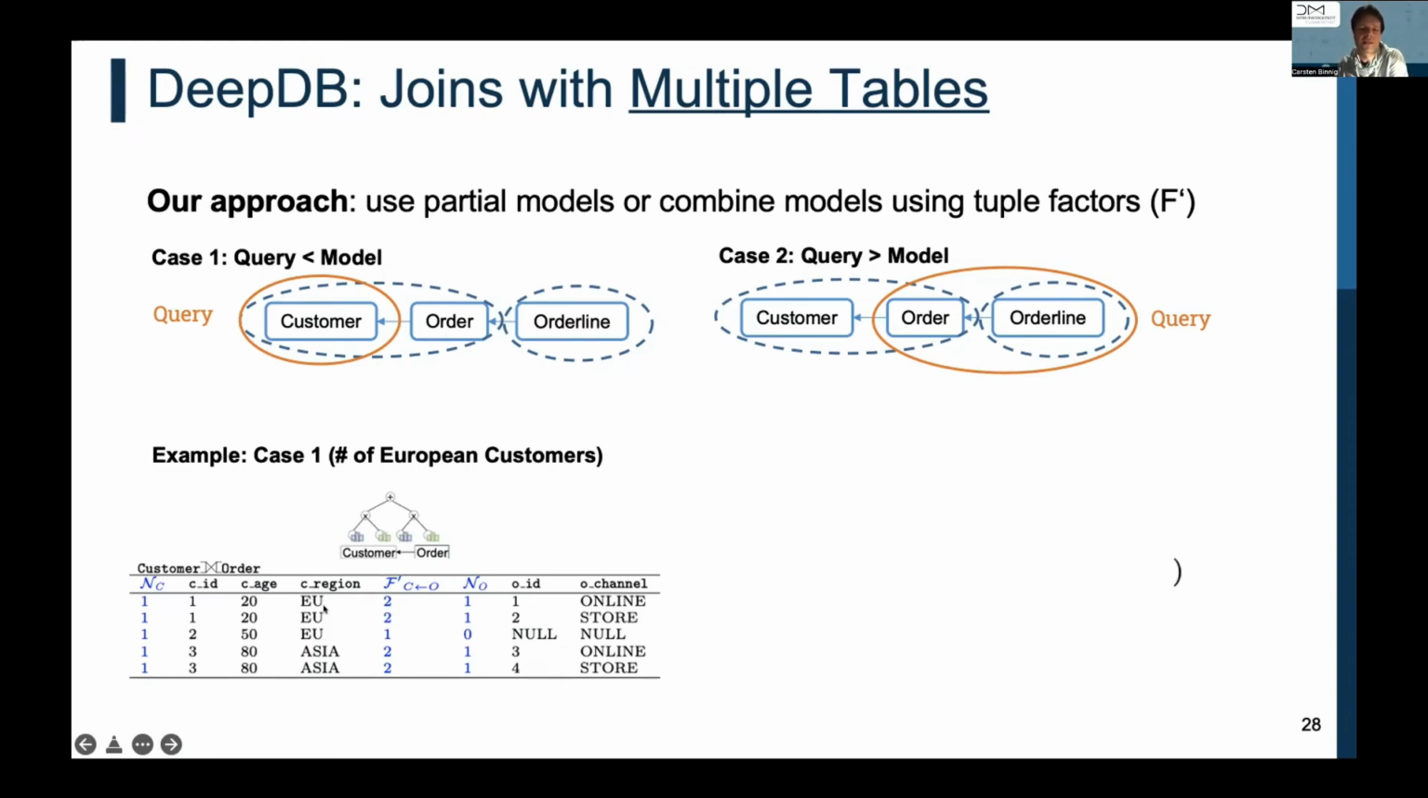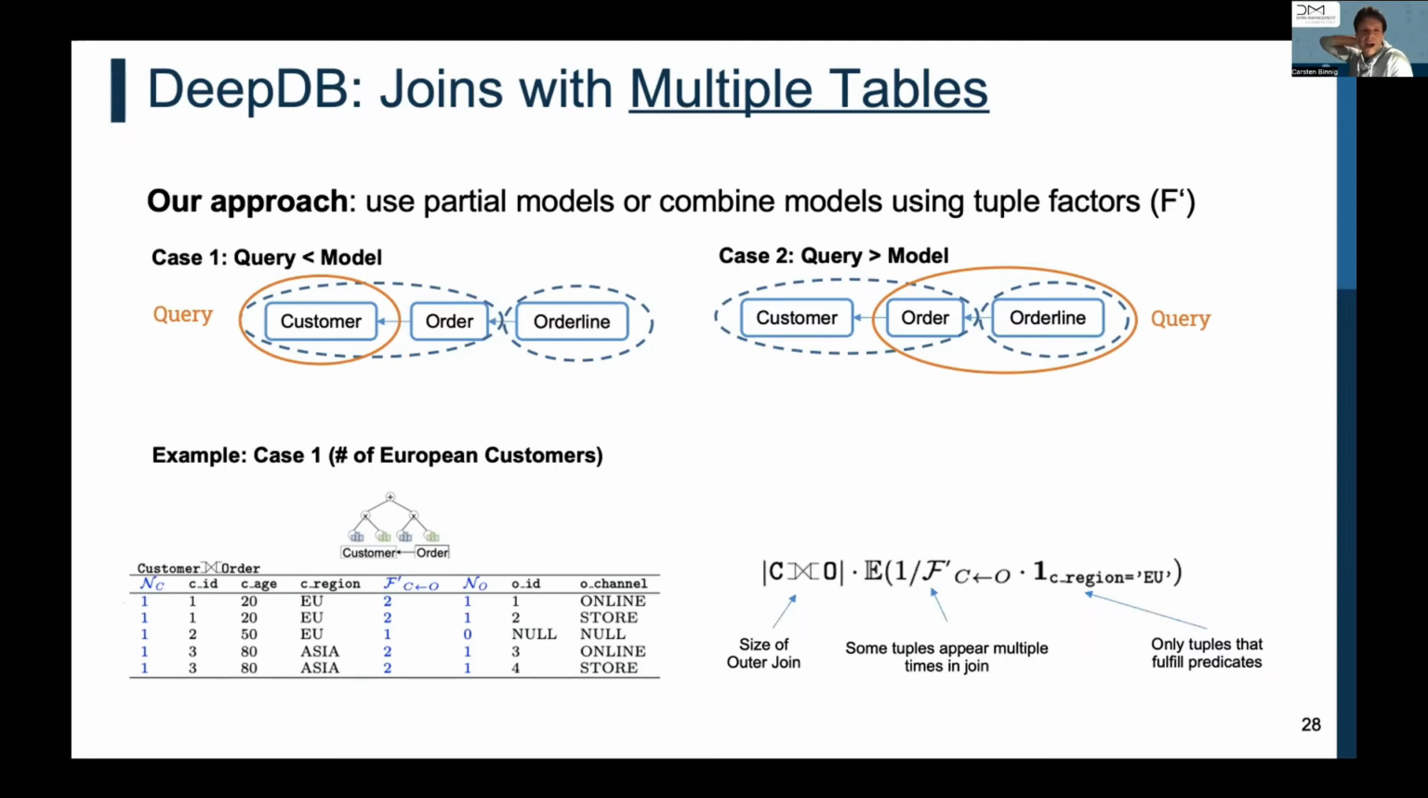For this case, we keep these tuple factors in a table that tell us with how many orders a customer was joined. So here, for example, the first customer, the European customer with age 20, would have two orders. So meaning the first two lines result from a customer that has two orders. And this information is used in order to adjust the results of the model output. So here is how we do this. As I said, the tuple factor is an attribute that we learn simply with the model, meaning that we can simply calculate for a given customer what is the expected number of orders that the customer would have. And so we use this information when we want to readjust the cardinalities.